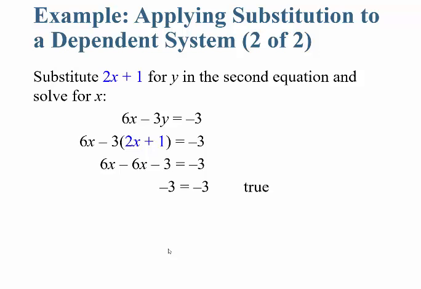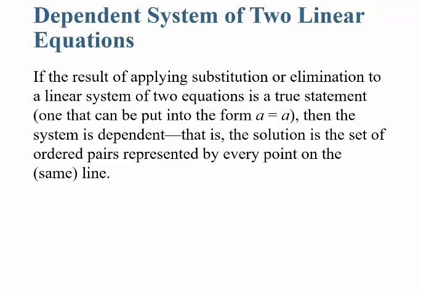Notice how there's no variable left. It's just minus 3, and yep, that's equal to minus 3. So when you get a true statement like this, what this means is, if the result of applying substitution or elimination to a linear system of two equations is a true statement, of the form a is equal to a, then the system is dependent. That is, the solution set of ordered pairs represents every point on the same line. So they're the same line, and there's an infinite number of solutions.